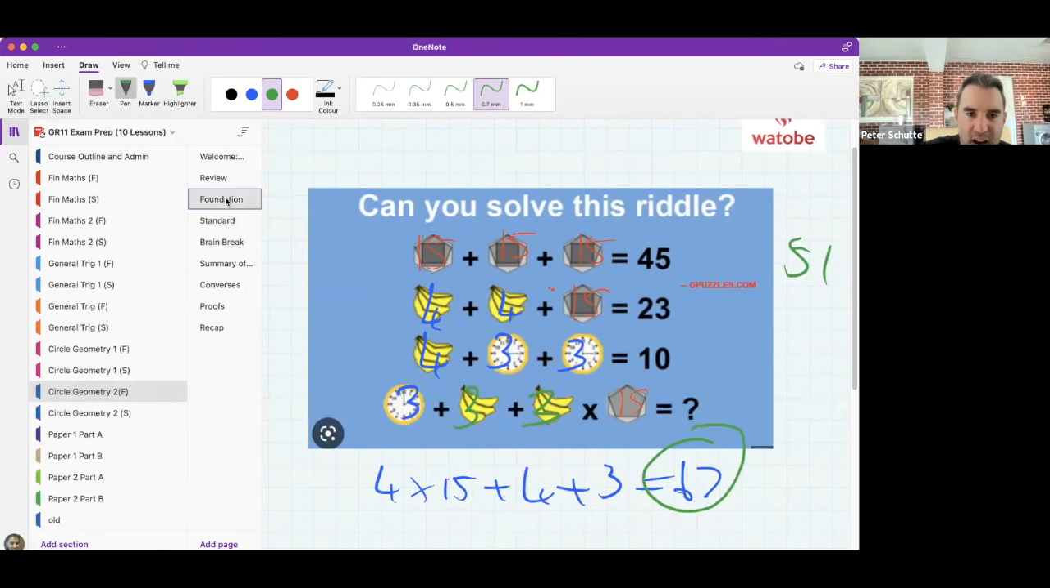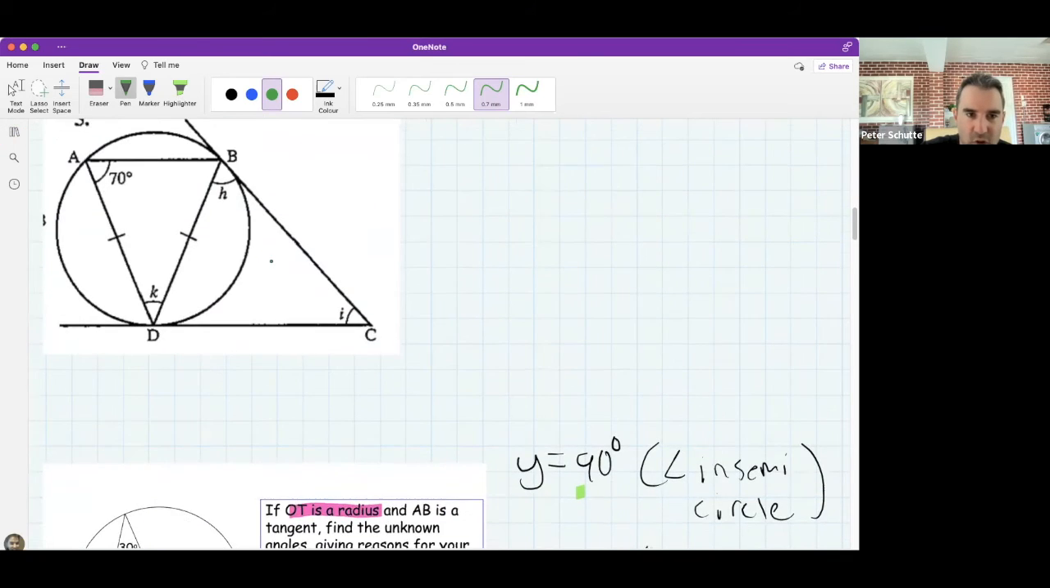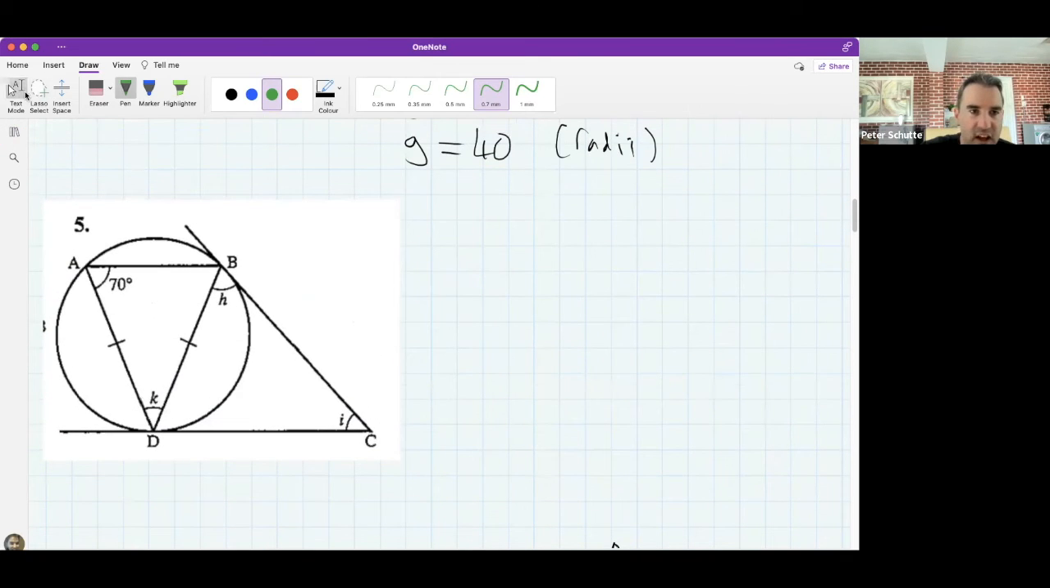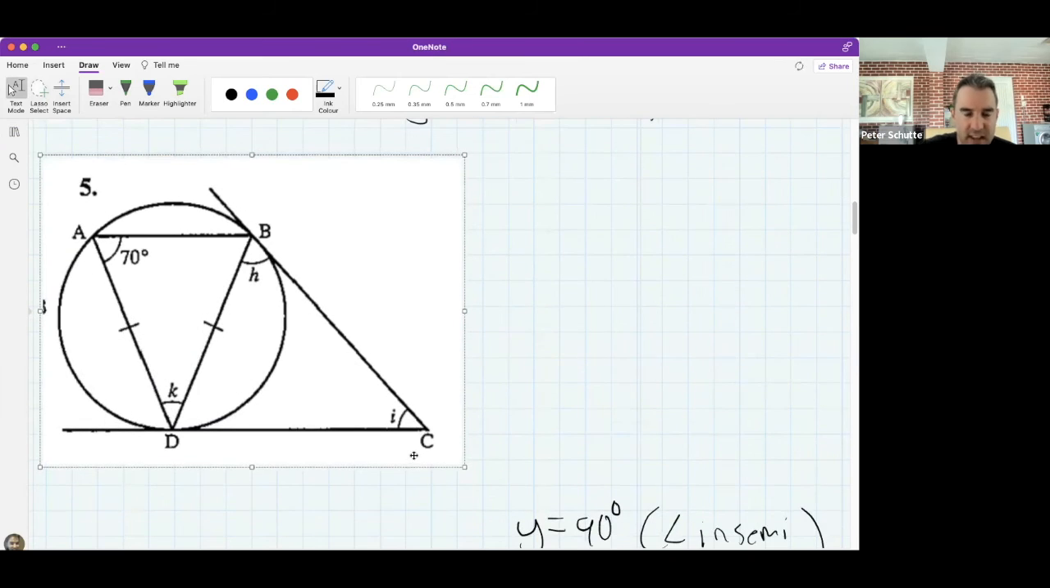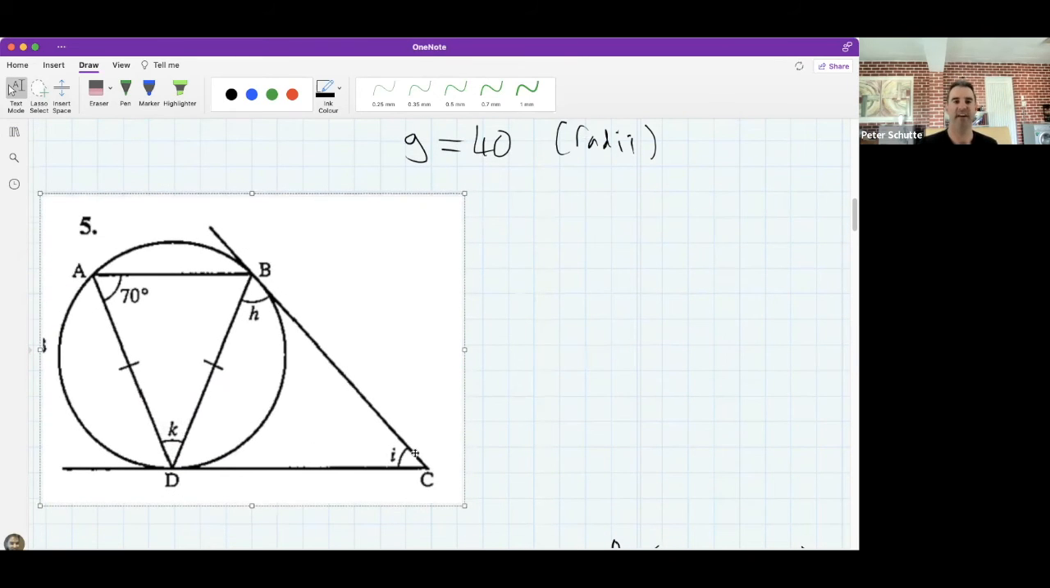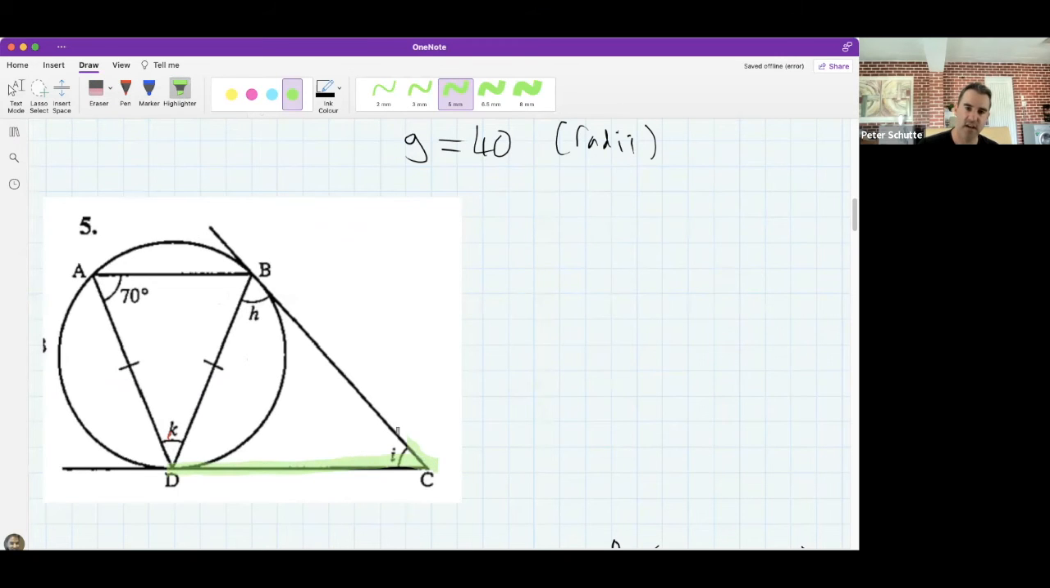Okay, let's get back to our circles. We don't want to leave them for too long. Let us do this one. In this one, I want us to try and find the H, the I, and the K. And this, just to point out that this is a tangent and this is a tangent, and they both come from the common point C. And you have to find for me H, I, and K. So off we go.